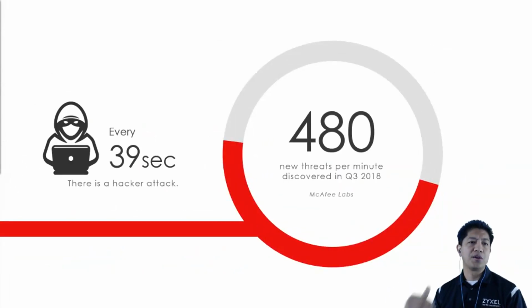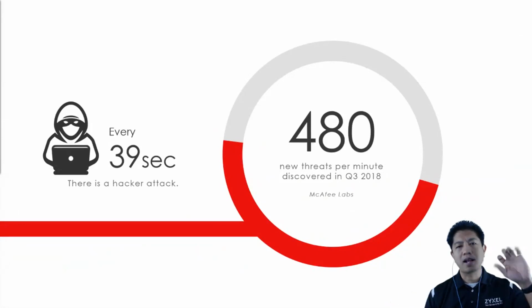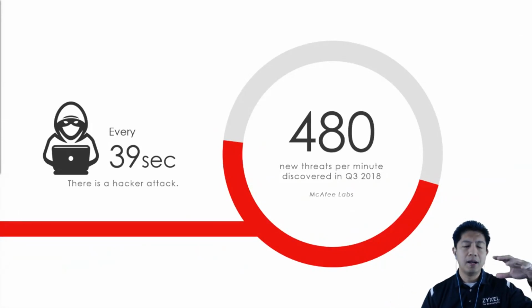And also every 39 seconds, there is a hacker attack happening. About 480 new threats are discovered every minute, according to McAfee Labs. So threats are coming out everywhere, right? And you'd be surprised how quickly, if you accidentally plugged your computer, or plugged in a honeypot machine, directly to the internet with no firewall, you'll see how quickly it gets bombarded with things.